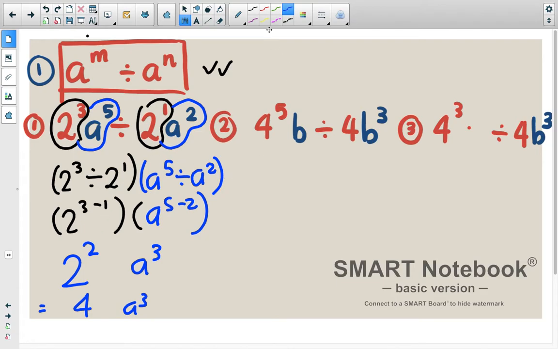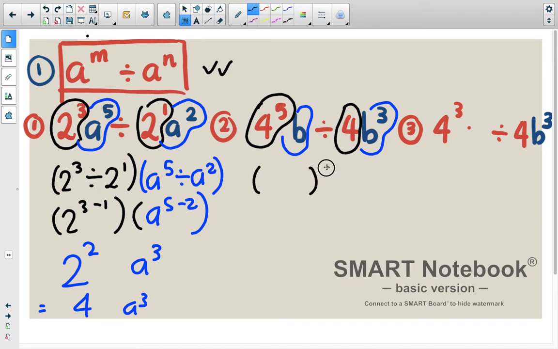Okay, what about this one? Sama juga. Okay, sama juga. We classify mereka mengikut base mereka. So 4^5 dan 4 ini. And then kita ada B dan B^3. Make sure jangan terconfuse. Okay, kita hanya make sure dia masuk dalam bracket ni mengikut base dia. So 4^5 bahagi dengan 4. And then kita ada B bahagi B^3. Okay, so far follow what I teach.